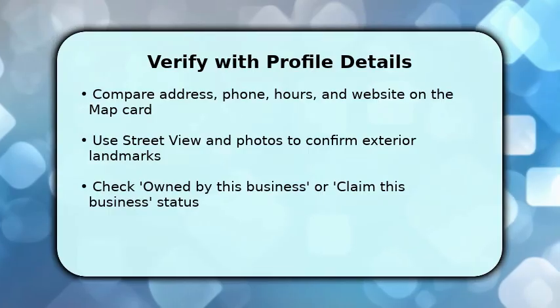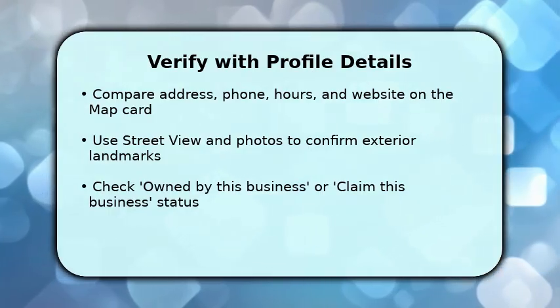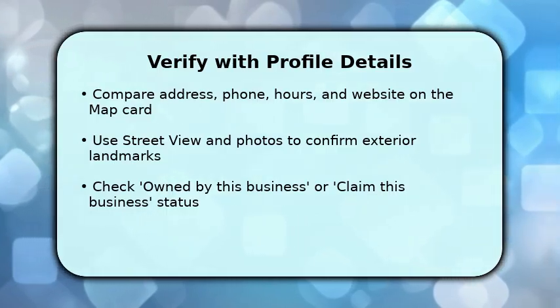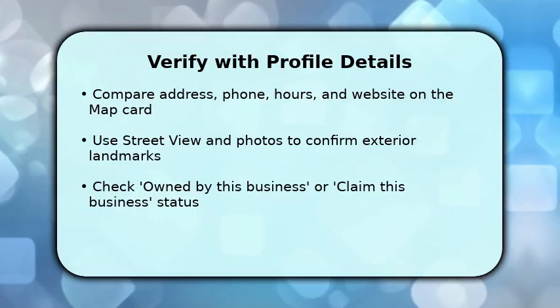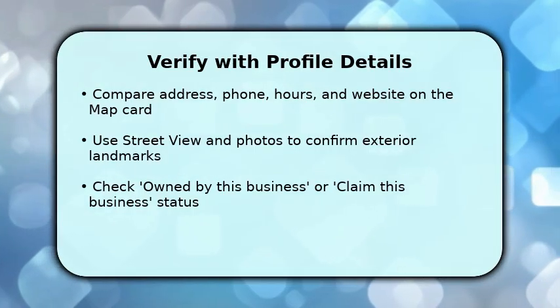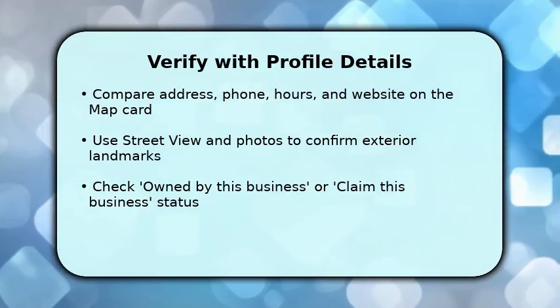Now inspect the map card thoroughly to verify it's your client. Compare the address, phone number, hours, and website. These fields usually match business records. Use Street View and photos to match storefronts and signage. This removes ambiguity when names are generic.